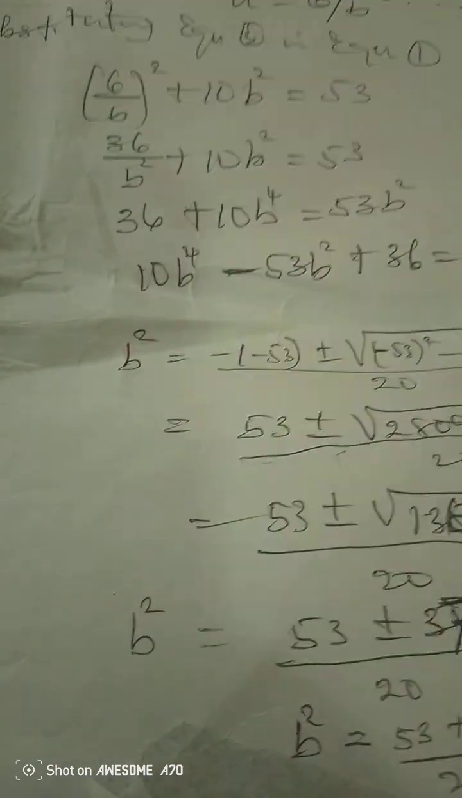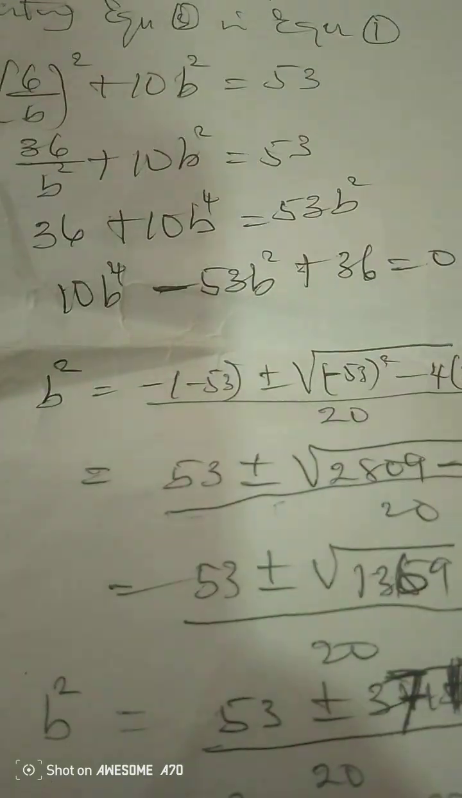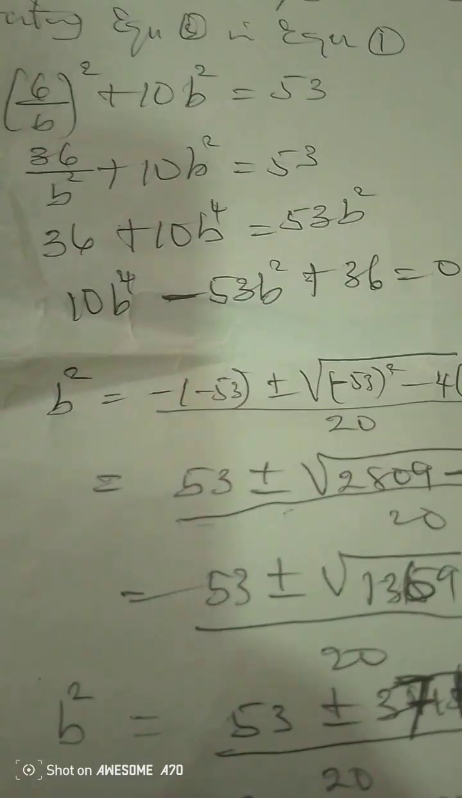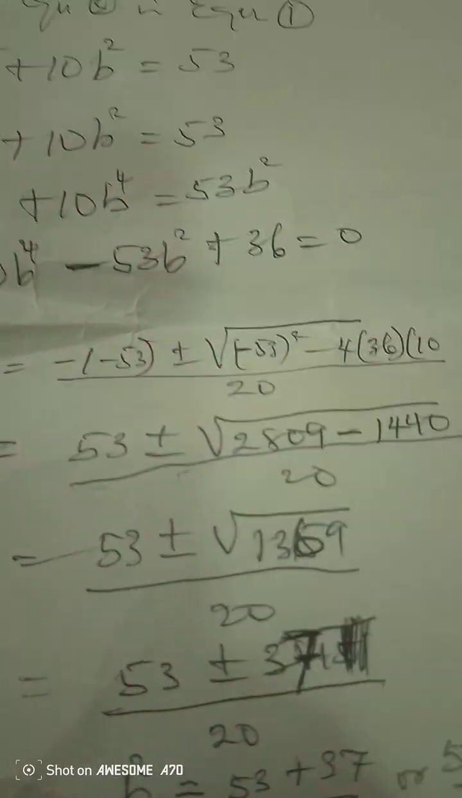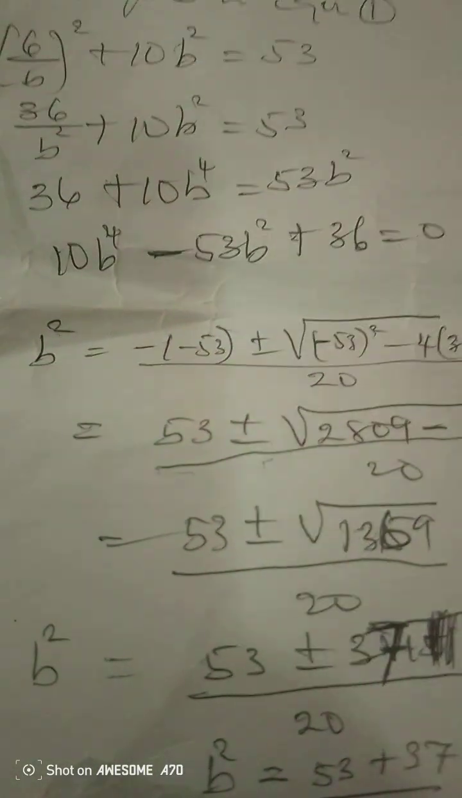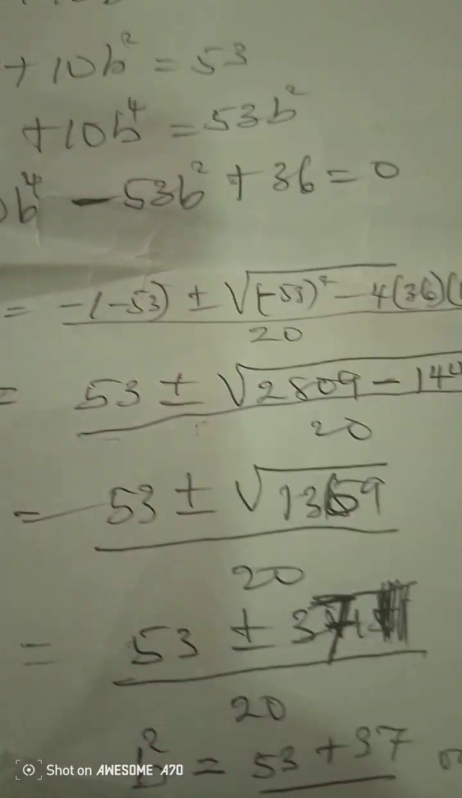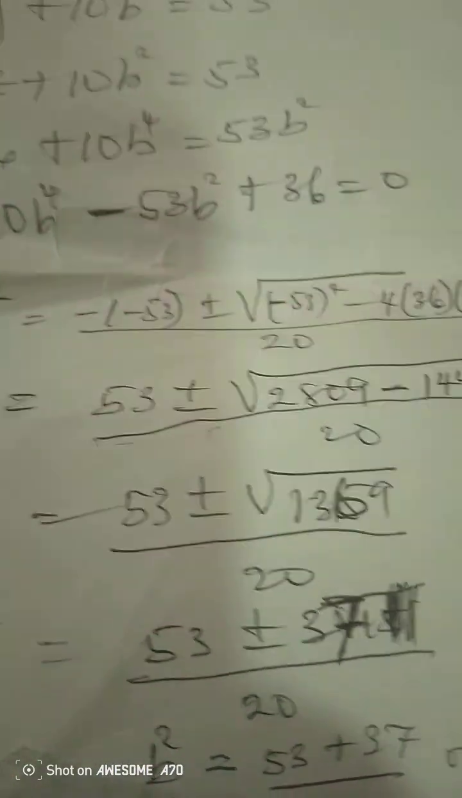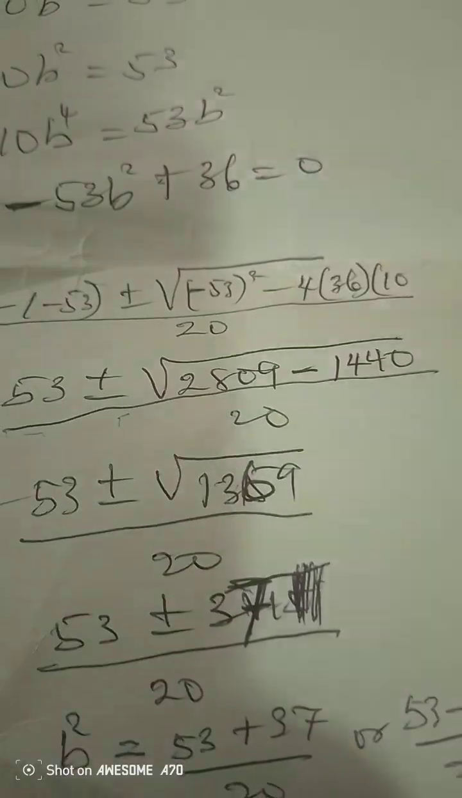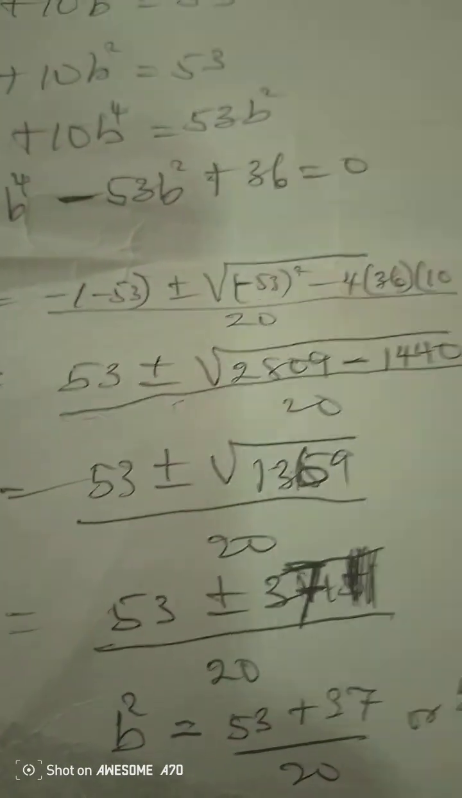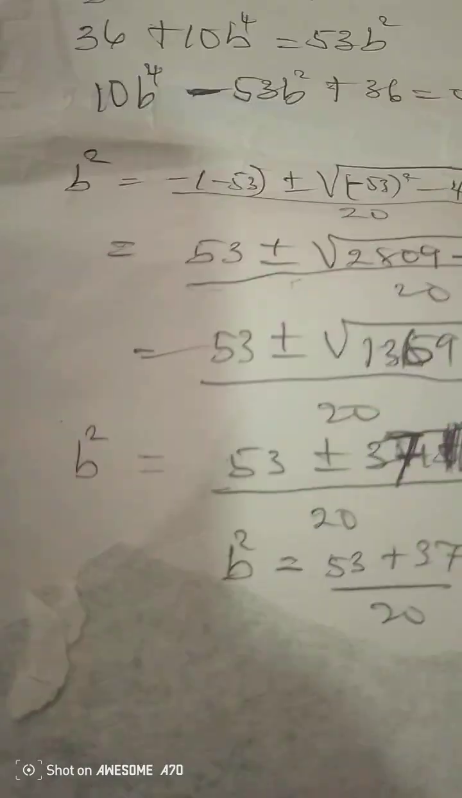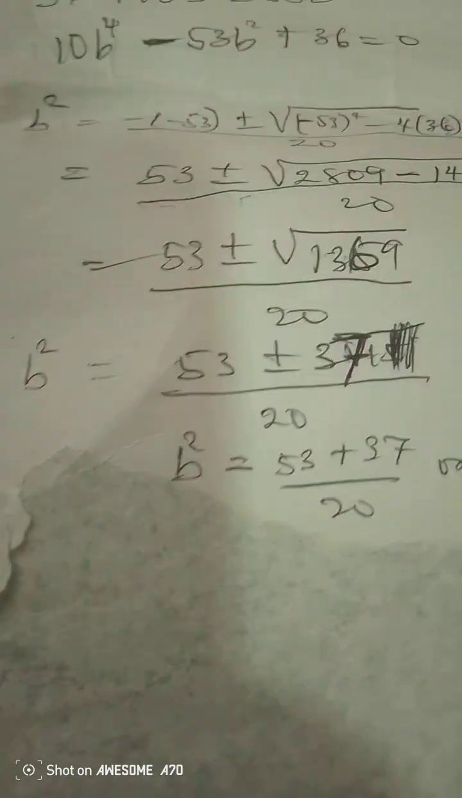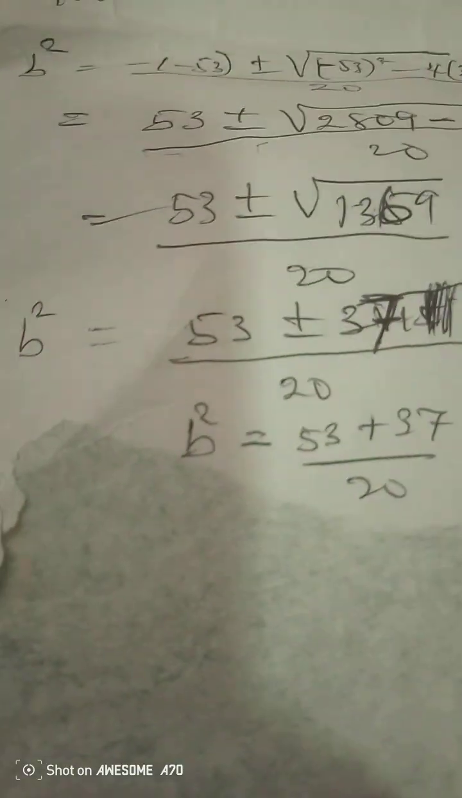So we have negative of negative 53 plus or minus the square root of negative 53 squared minus 4 times 36 times 10 all over 20. So it gives us 53 plus or minus the square root of 2,809 minus 1,440 all over 20, which gives us 53 plus or minus the square root of 1369 all over 20. So b² is equal to 53 plus or minus 37 all over 20.